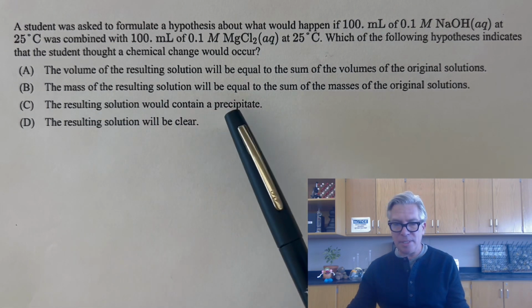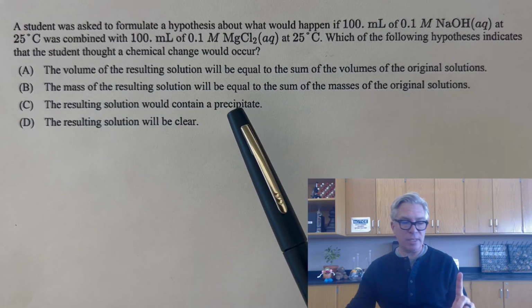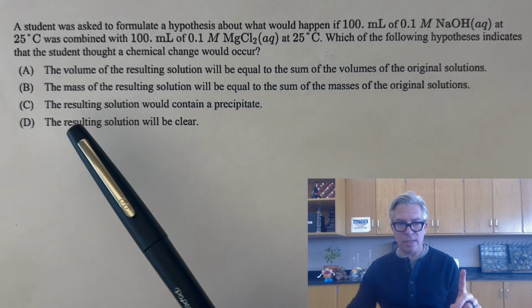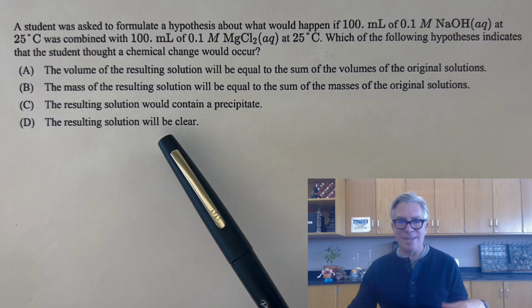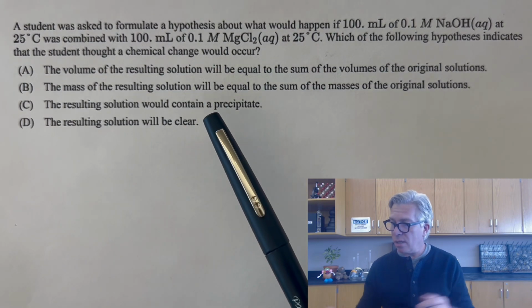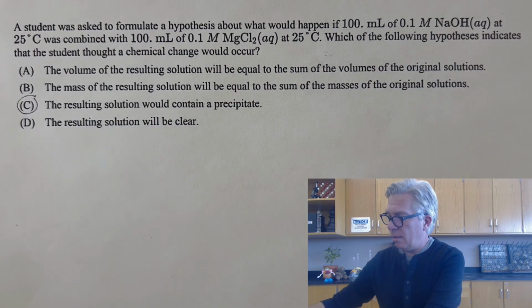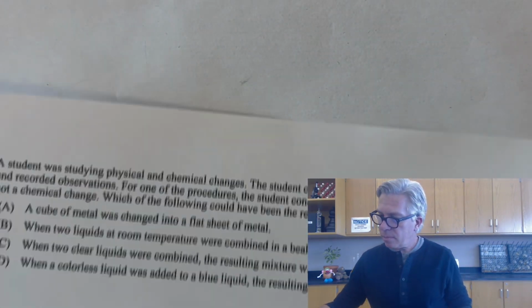The resulting solution would contain a precipitate. Wait, that was one of my choices on evidence for a chemical change. And let's just check letter D. The resulting solution will be clear. That may or may not indicate anything. So our correct answer here is letter C. All right, next question. This will be a quick one.